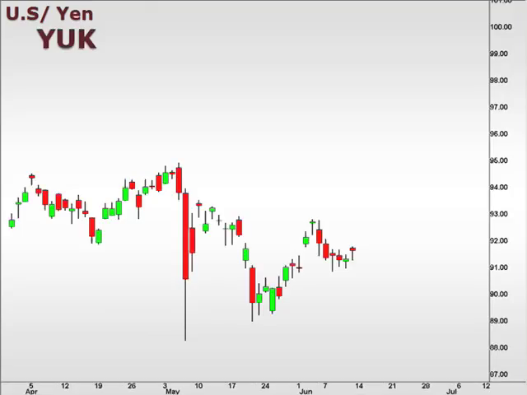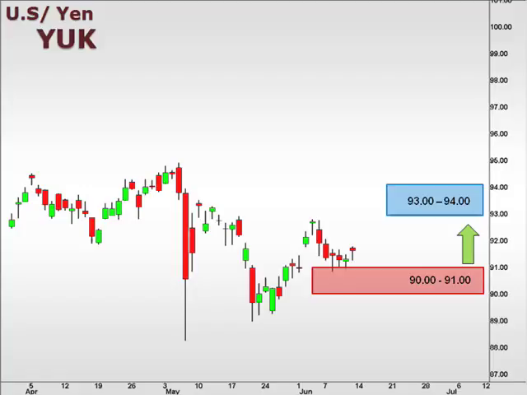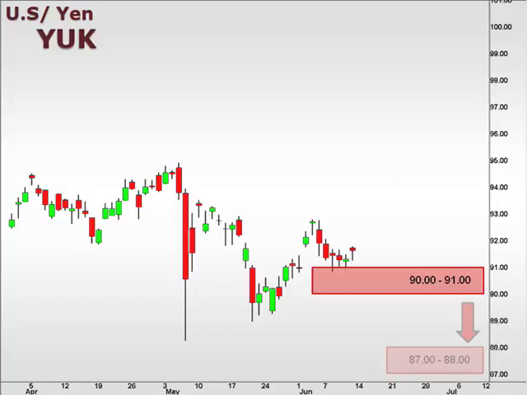The YUK, the US versus the Japanese yen, is holding support at 91, lending credibility to an extended move higher into the 93-94 box. A break below 91 is likely to test support down at 87-88.